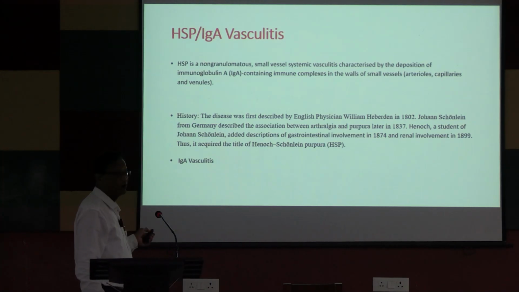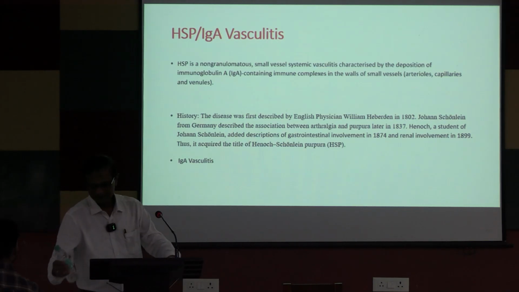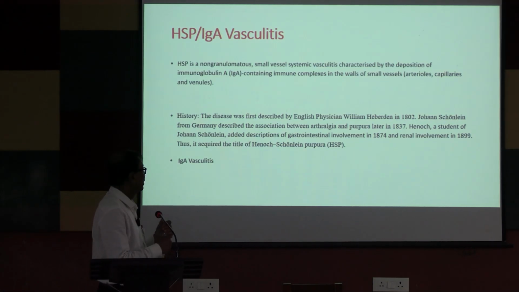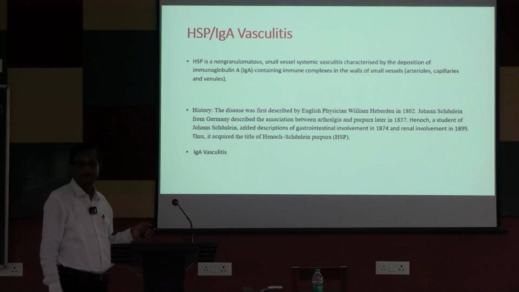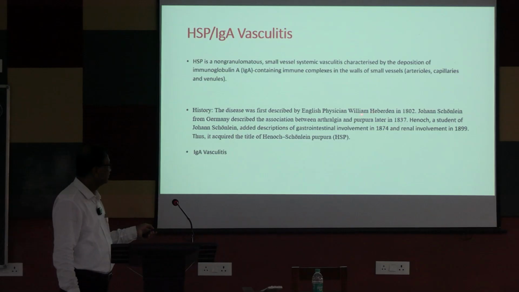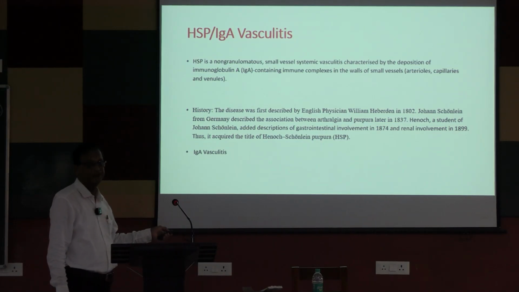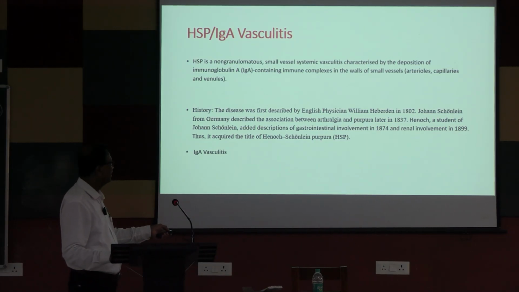IgA vasculitis, HSP, is a non-granulomatous small vessel systemic vasculitis characterized by the deposition of immunoglobulin A complex in the walls of the small vessels. The disease was first described by Heberden in 1802. Then Schönlein, the German, described the association between arthralgia and purpura in 1837. Henoch, his student, described the gastrointestinal manifestation in 1874 and renal in 1899.